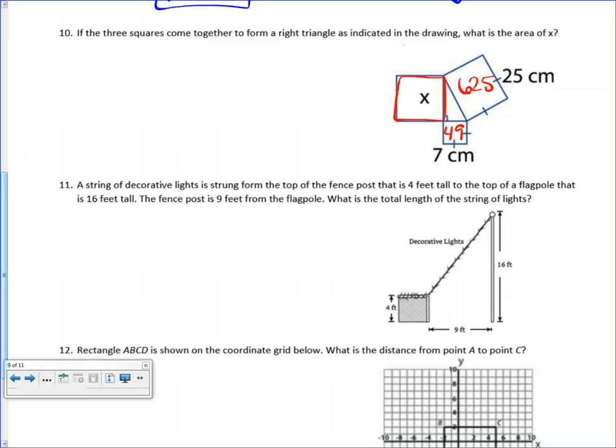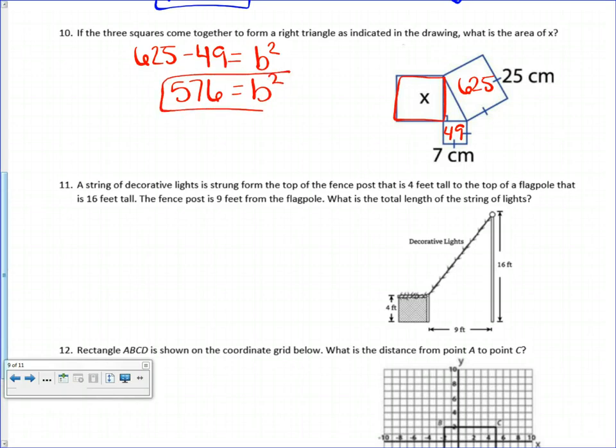And because we're looking for the area on one of the legs, we're going to subtract 625 and 49. So 625 minus 49 is 576. And that's b squared. And we can stop right there because, again, it's asking us for the area of the square, not the side length.